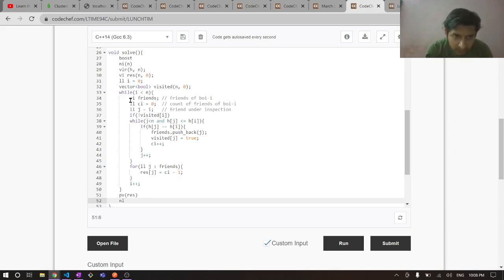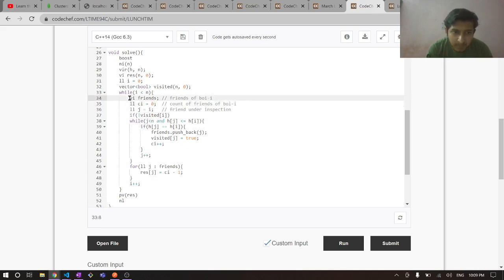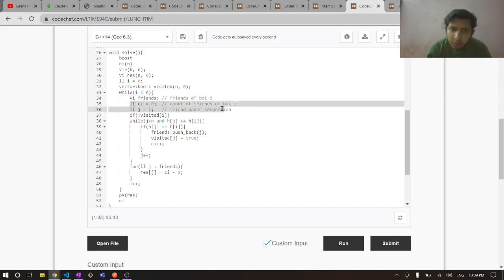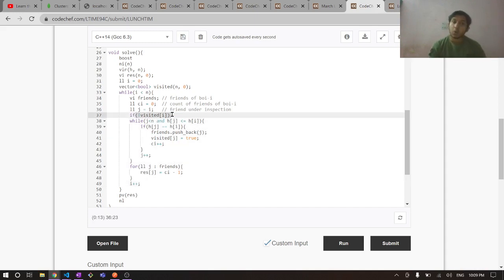Okay, so now understand what's going on inside this while loop. In vi I will store the friends of boy at position i. ci is the count of friends of boy at position i, and j is the friend that I am taking for inspection. Okay, so the actual thing starts here. If that i is not visited, only then I will enter into this.